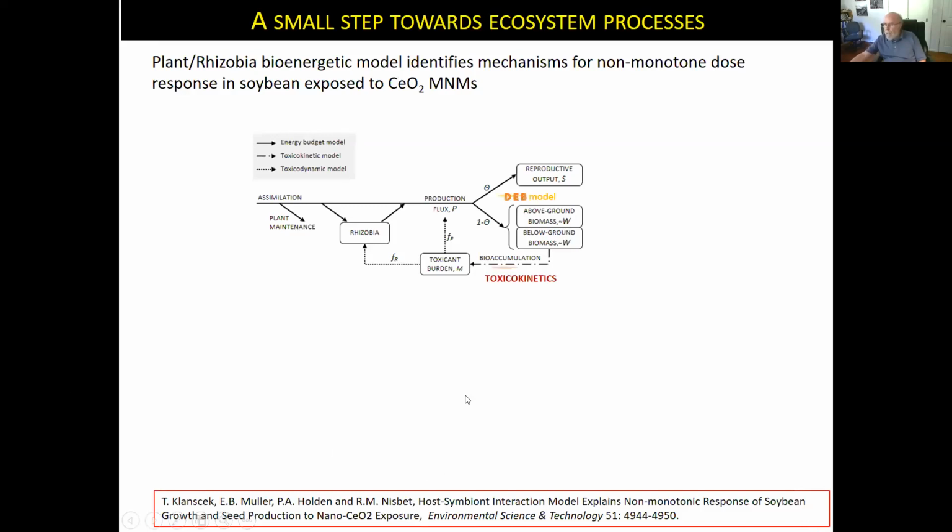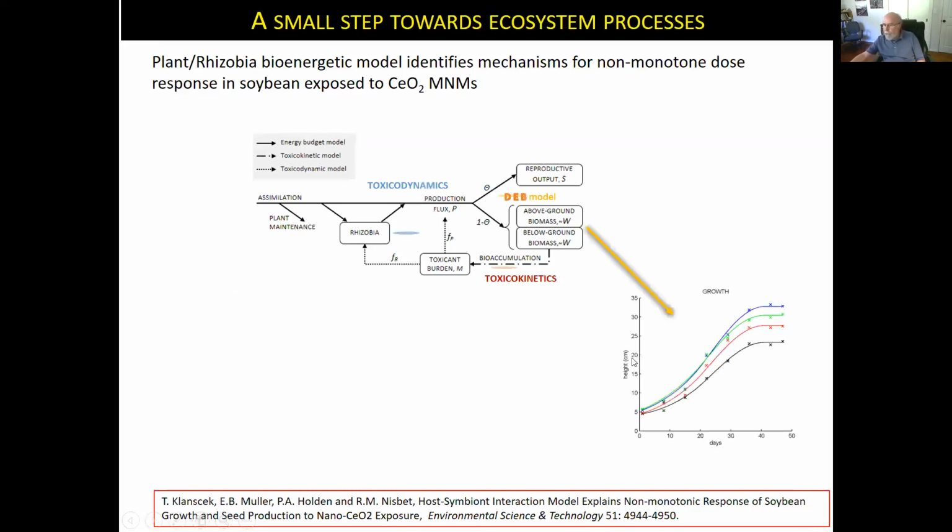Coupled with the DEB model, we coupled what is often called toxicokinetics. That's some equations that, again, describe the interaction with the environment, and in this case, something that led to a toxicant burden in the plant, and that in turn could impact biological production in the plant and also impact the nitrogen fixing microorganisms in the nodules.